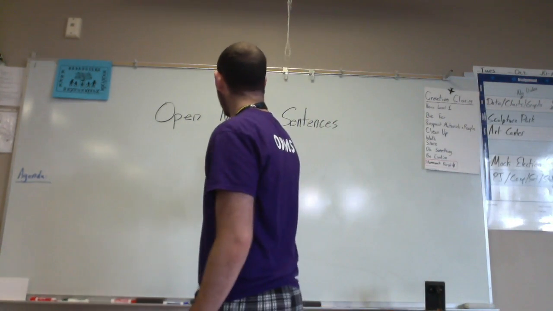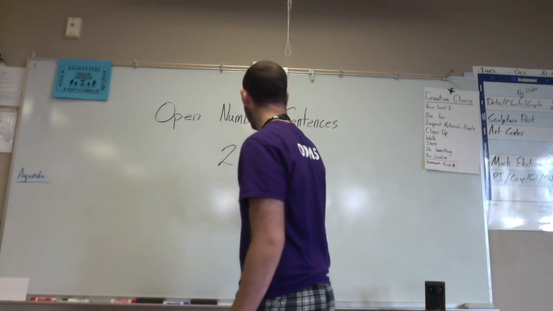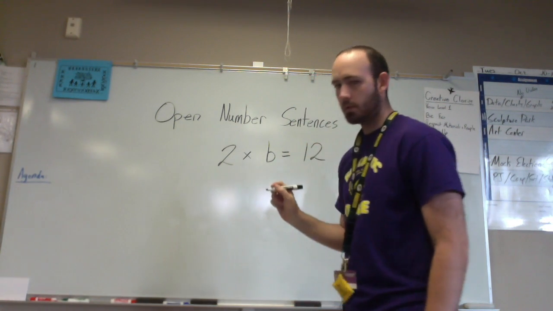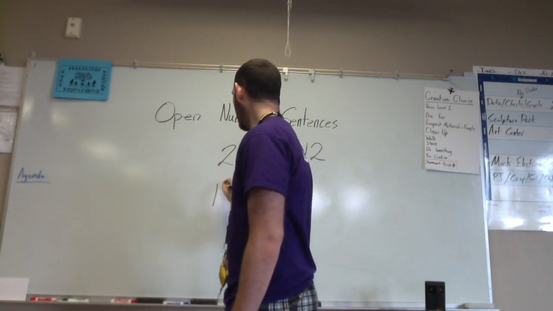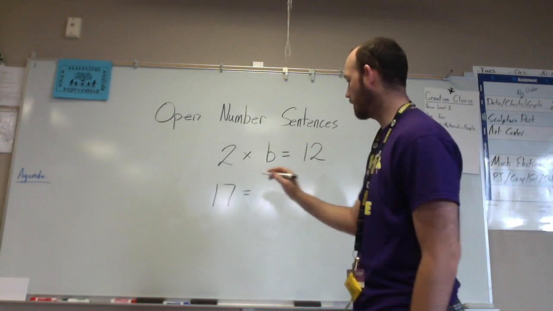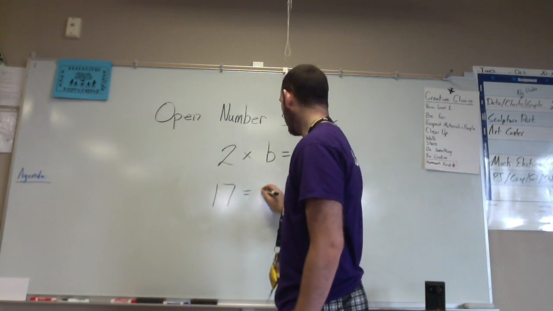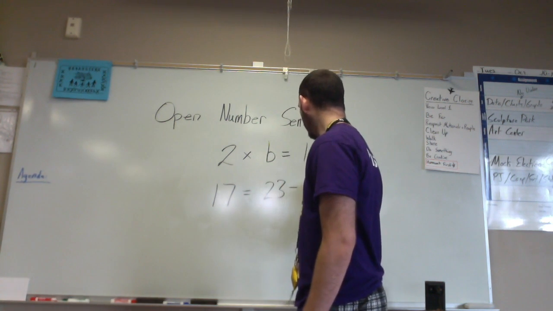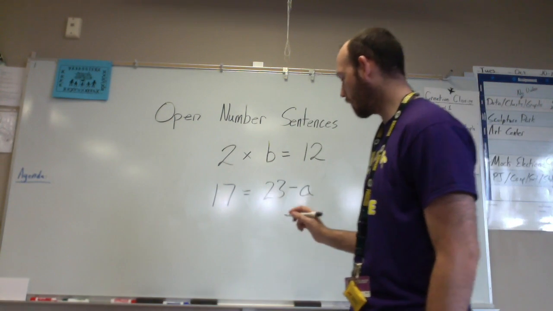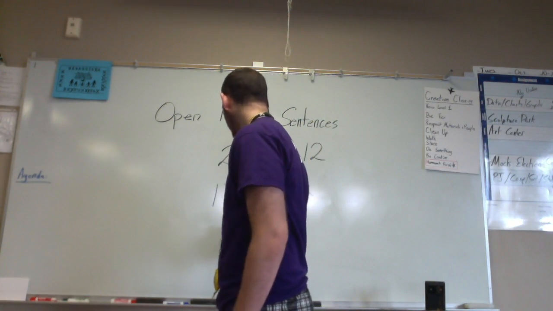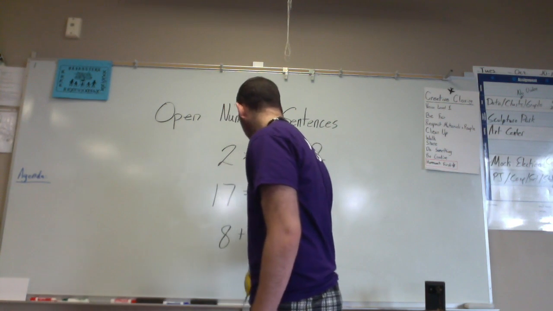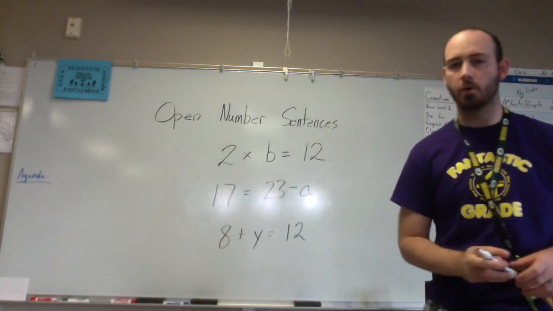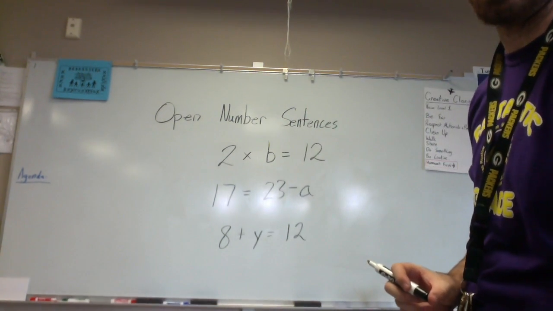Okay? Let's say we have 2 times, let's say b equals 12. Let's put another one up here. Let's say, I'm going to flip it around on you. It doesn't change how you should think about it, but 17 equals, let's say, 23 minus a. I'll throw one more up there. What if we did something like 8 plus y equals 12? Okay, so go ahead and pause and see if you can come up with those answers.